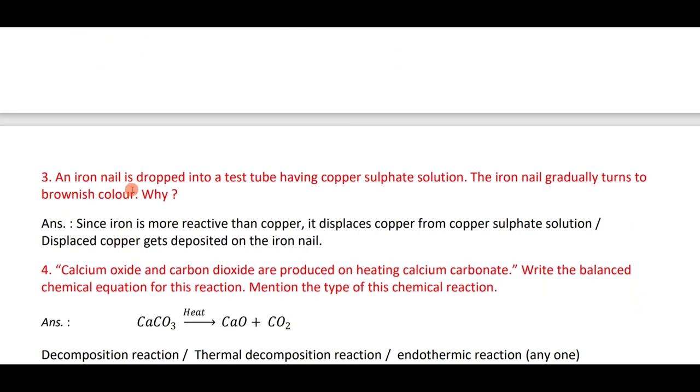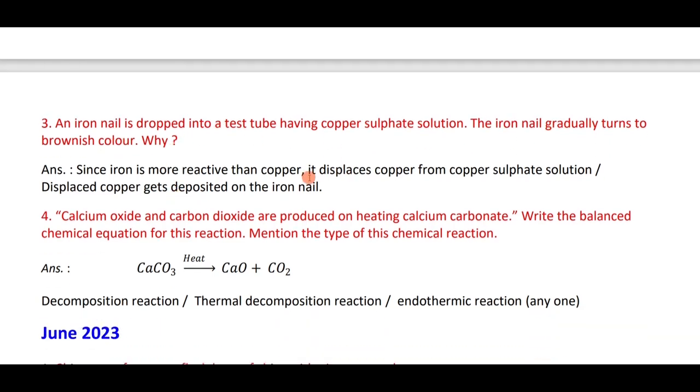An iron nail is dipped into a test tube having copper sulfate solution. The iron nail gradually turns to brownish color. Why? Because iron is more reactive than copper. It displaces copper from the copper sulfate solution. Hence, we get that color. Hence, the iron nail gradually turns to brownish color.